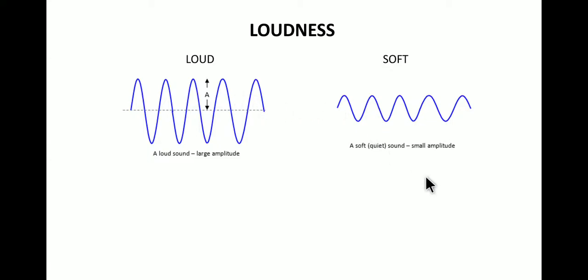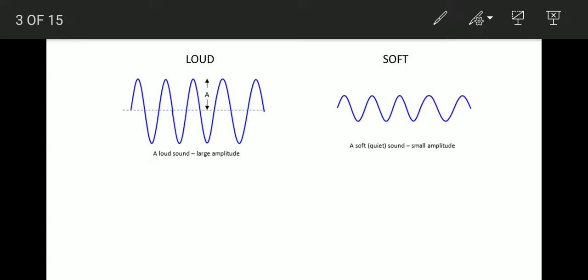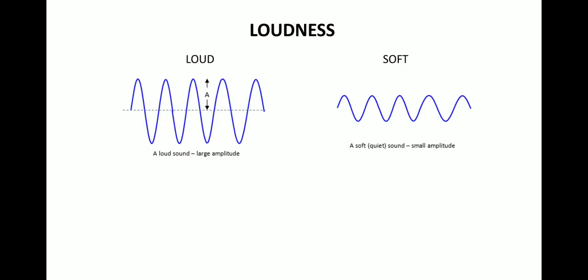So when there is large amplitude of a sound wave, then the loudness becomes higher, and if the amplitude of the sound wave is small, then the sound will be softer. So large amplitude will have loud sound and small amplitude will have soft sound.